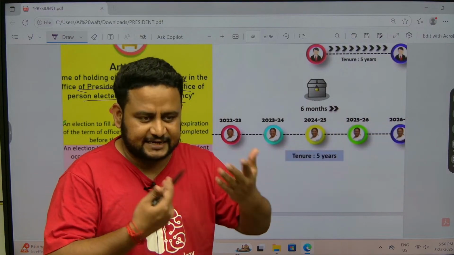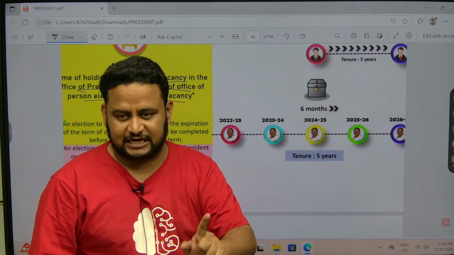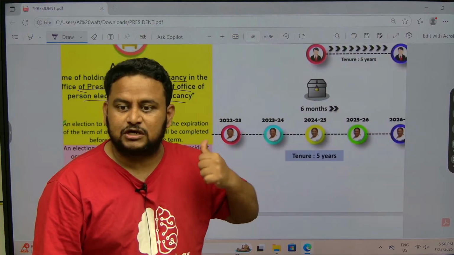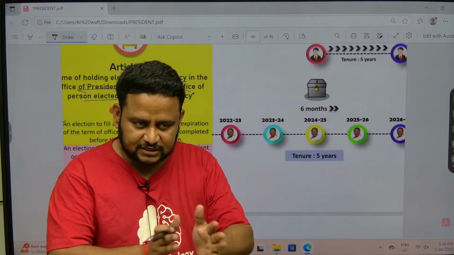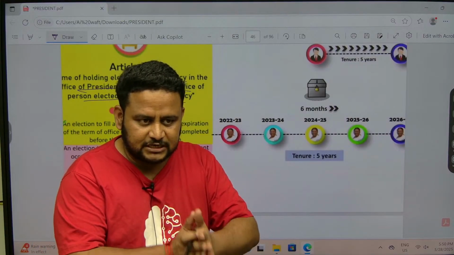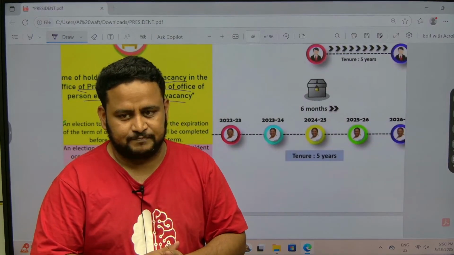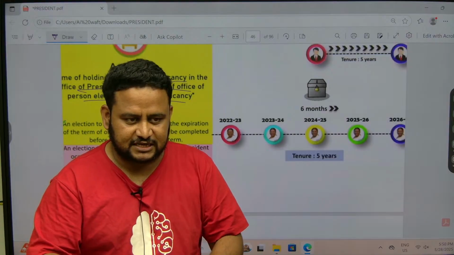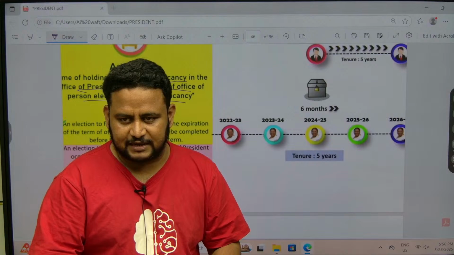Suppose I am standing again as the president, I can be elected again, but within that 6 months there should be an election as per the constitution. Who is saying that? Not the parliament. The constitution is saying that within 6 months you have to hold the elections after the expiry of the term. Actually, it will be held before the expiry of the term itself. Suppose it is the last year, or only 6 months are left for the expiry of the term. That time itself the election will be held and the new president will be elected.